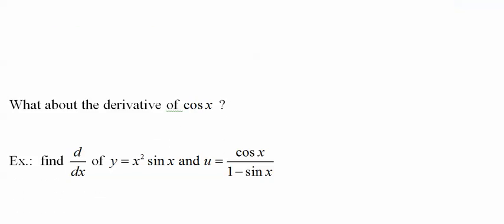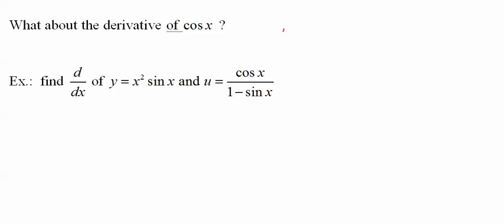Now, the derivative of cosine of x is negative sine of x, and that negative causes problems. So don't forget it. A lot of people struggle with that. So we can do some problems now.